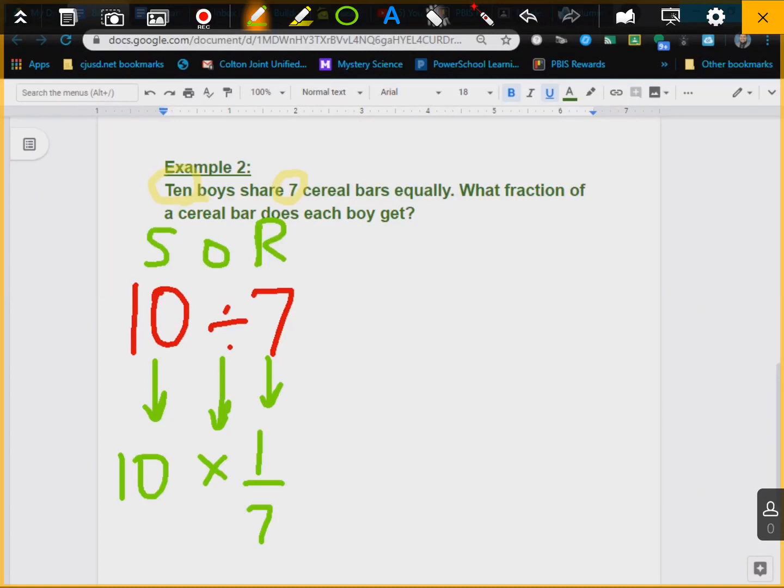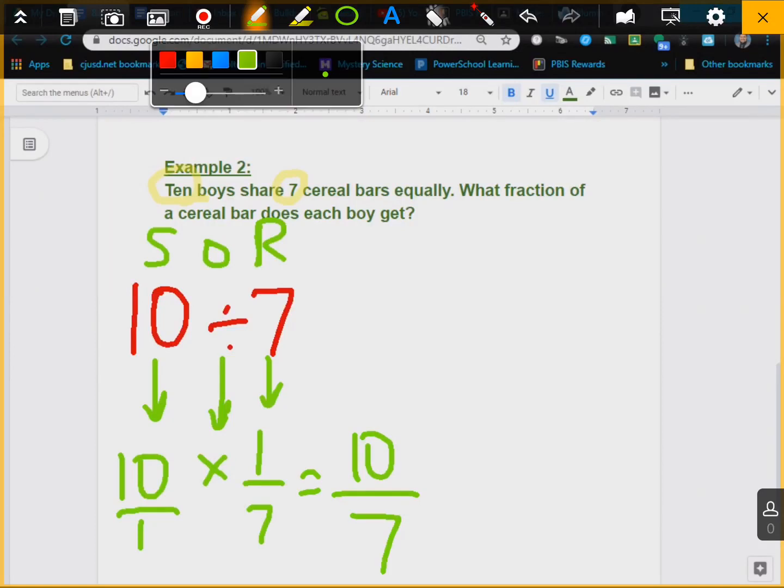So 10 is the same as 10 over 1. Okay, so we're going to have 10 over 1 times 1 over 7. 10 times 1 is 10. 7 times 1 is 7. 10 over 7 is your final answer.